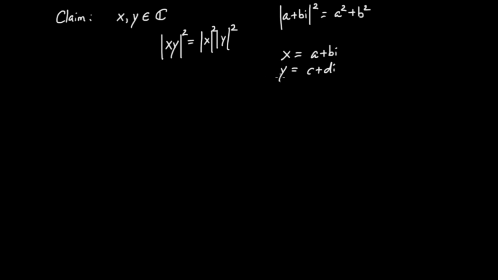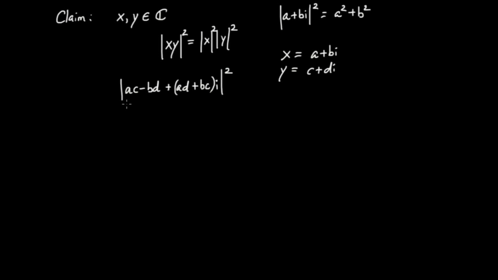And now, what is x times y? That's precisely what we've been talking about before. So that's going to be this other complex number, ac minus bd, plus ad plus bc, times i, and I have the squared magnitude of that. And I'm going to work with the left-hand side for now. And this is just copying out that definition, as you can hopefully see.